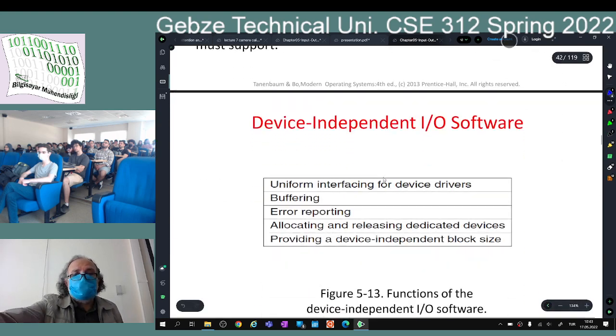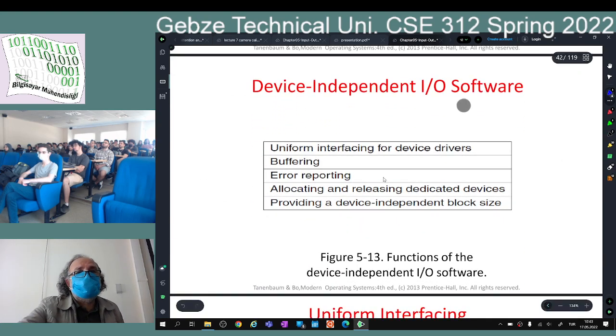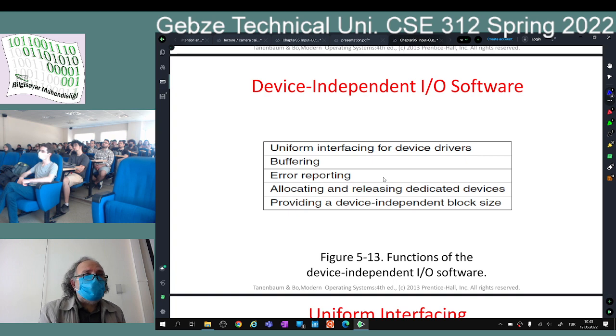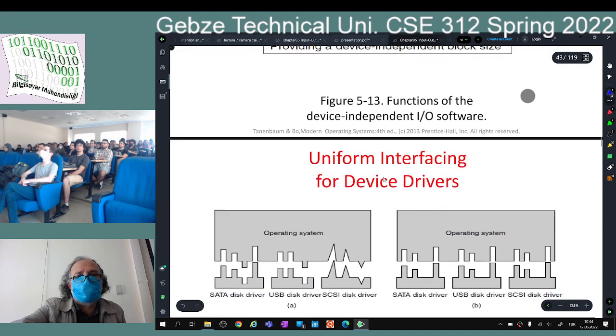Okay, so we talked about device-independent I/O software. Again, we are talking about the software aspects of I/O. We need to be device-independent, and when you are becoming device-independent, you need to look at these titles. For example, buffering has to be done in a device-independent way. Then device-independent uniform interfacing with device drivers, error reporting, block sizes, etc. Let's look at these titles one by one.